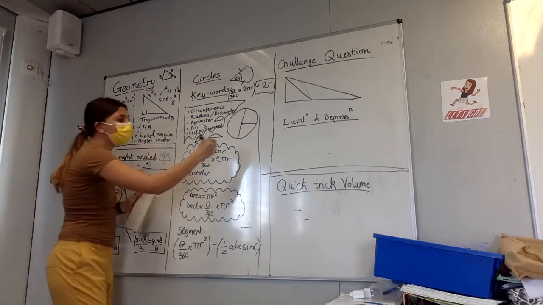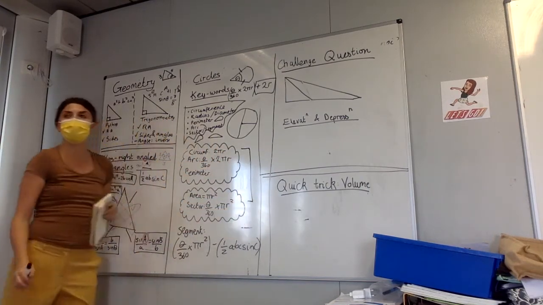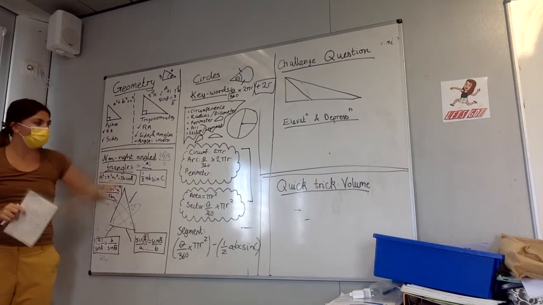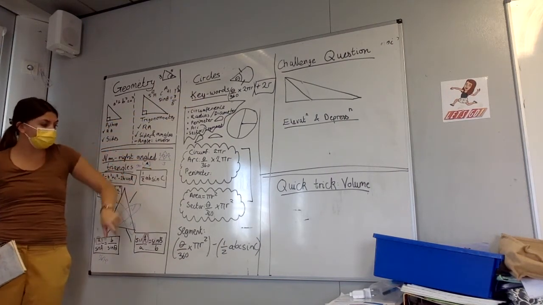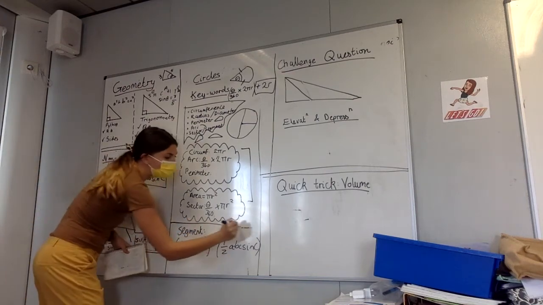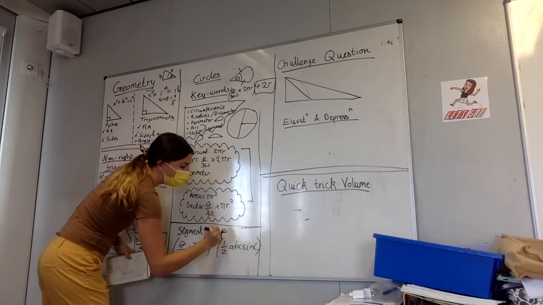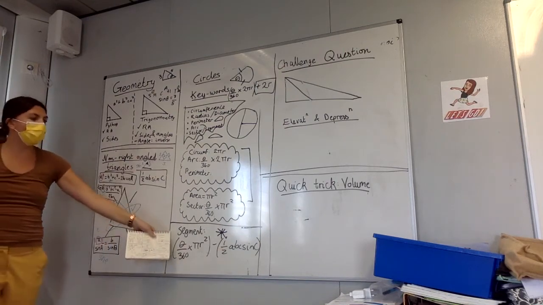All of these formulas are given in the exam booklet, except perimeter. Yes, this one at the bottom is not given in the formula booklet, and I do go over the segment. No, this is not given.